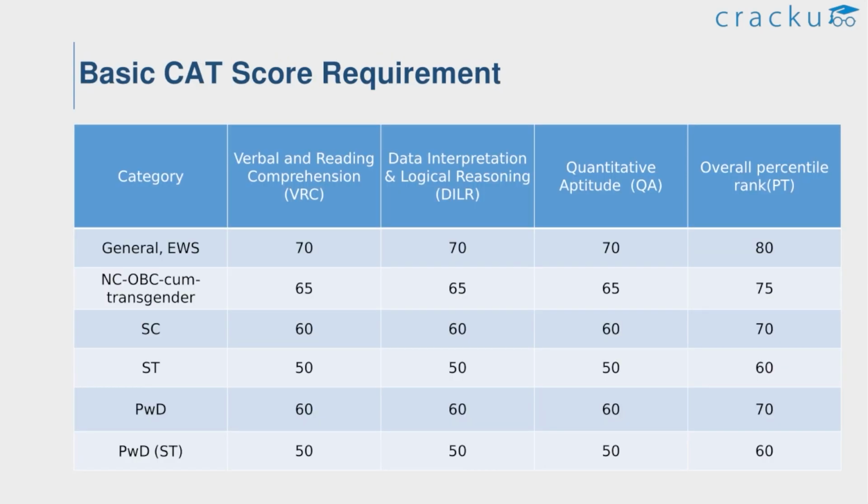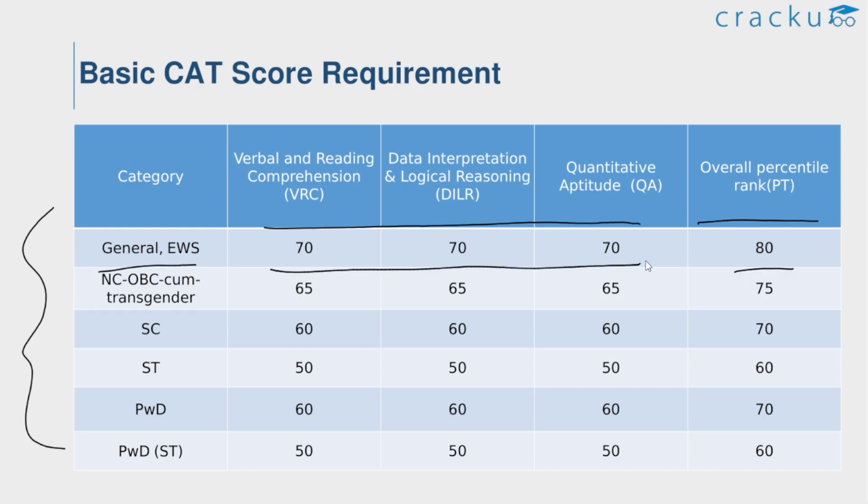So this is the basic CAT score requirement for the selection criteria in IIM Ahmedabad. You can see the category wise CAT score requirement, and these are the sectional wise score requirements, and this is the overall percentile rank. For general category, the overall percentile rank is 80, and these are the sectional wise CAT score requirements. For non-creamy layer OBC and transgenders, the overall percentile is 75. For SC category, the overall percentile is 70. Similarly for all the categories, these are the overall percentile CAT score requirements.